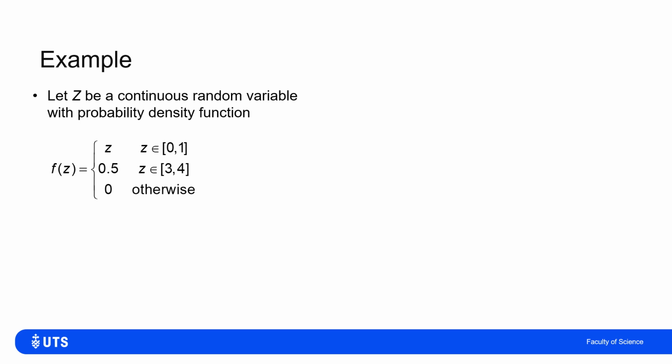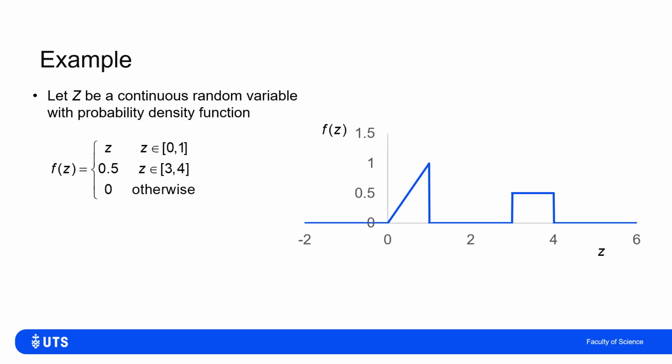To further illustrate this, I'm just going to make up a frankly ridiculous distribution. And this is what it looks like. No chance of a result below 0. No chance of a result between 1 and 3. No chance of a result above 4. And between 3 and 4, it's this constant density height of 0.5.